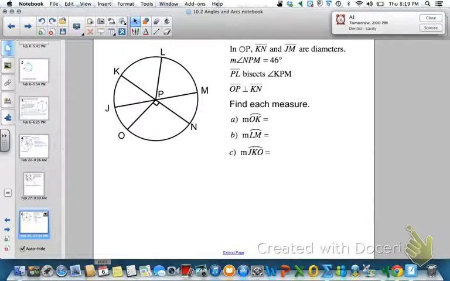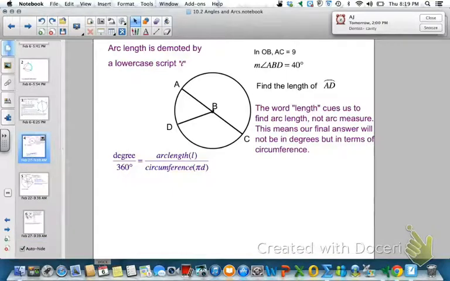Our last example is going to be about arc length. I've mentioned this in class, and here's where you're going to see a problem. You're going to find problems in your book, but not very many, and it's going to be very subtle in the wording. You're going to have to know the difference between when they want arc measure, which is in degrees, or the arc length, which is denoted by this lowercase script L.